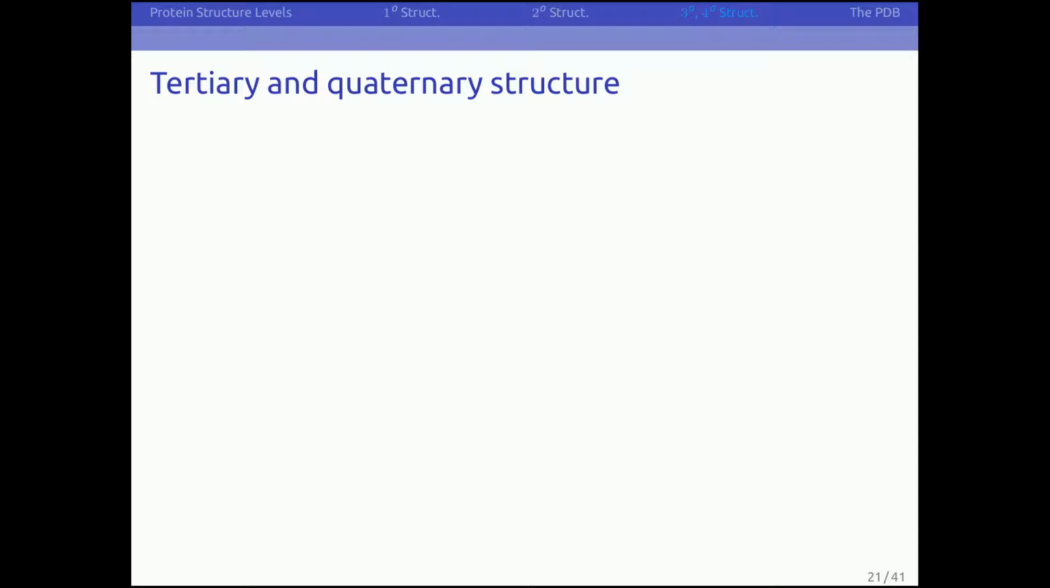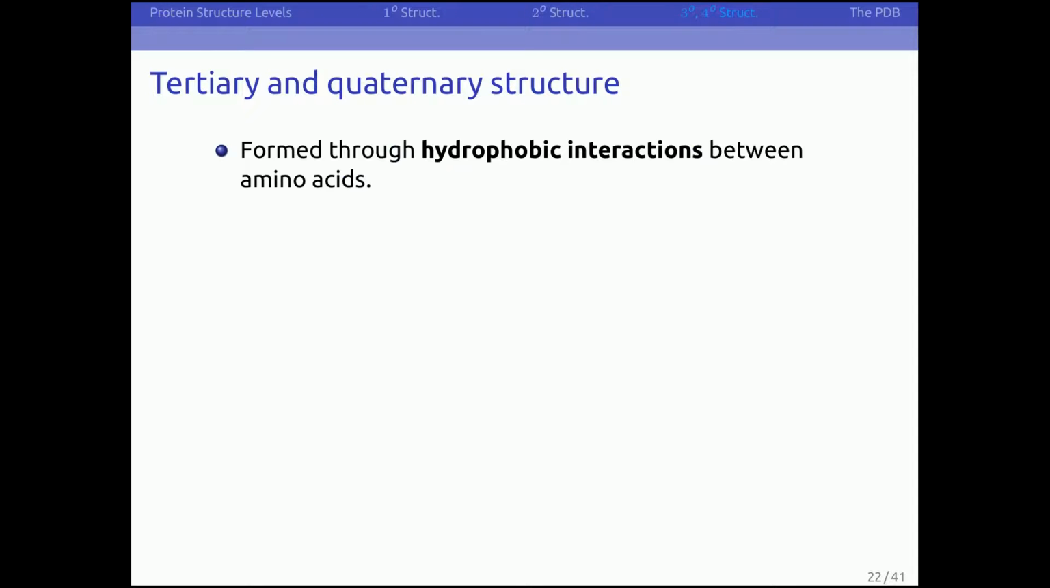Tertiary and quaternary structure. Now, tertiary structure is what you're used to seeing when you see a 3D model of a protein. And they're formed through hydrophobic interactions between amino acids. So it's not between adjacent amino acids. There isn't necessarily a repeating pattern. It is literally just amino acids folding in. This is the spontaneous folding where hydrophobic amino acids tend to come together.